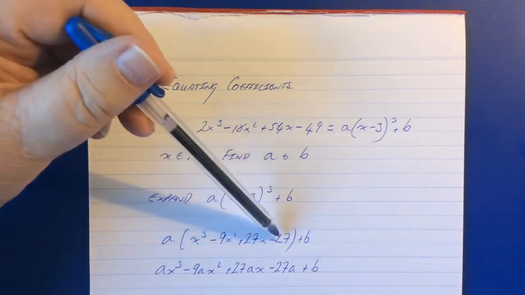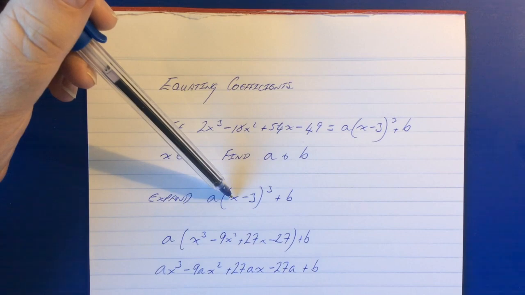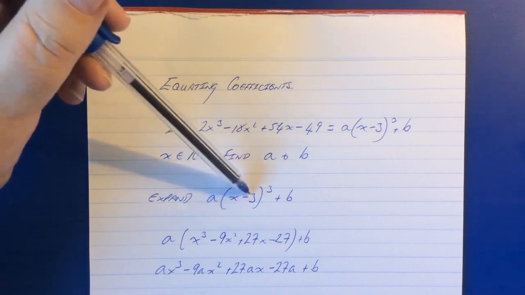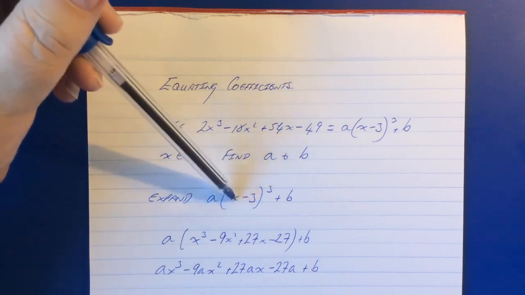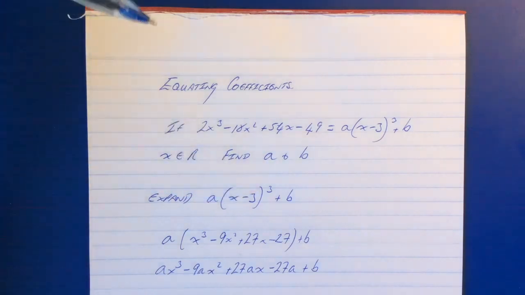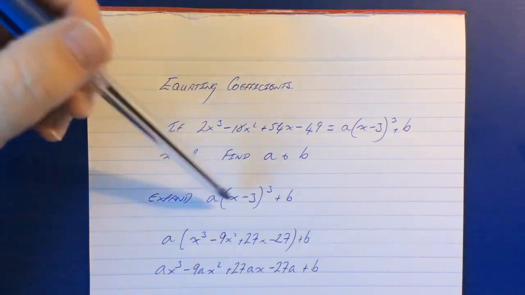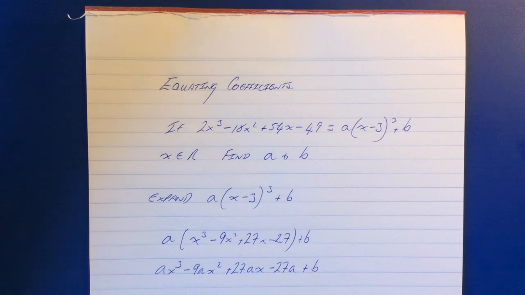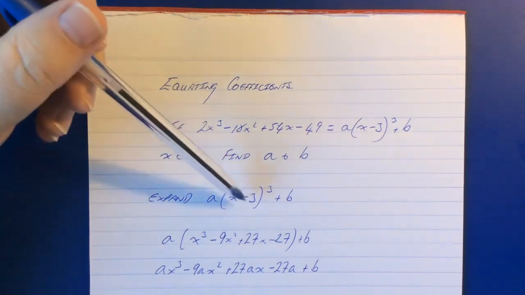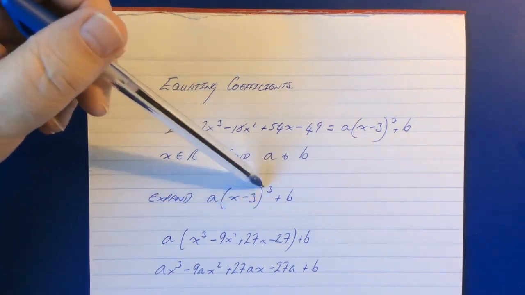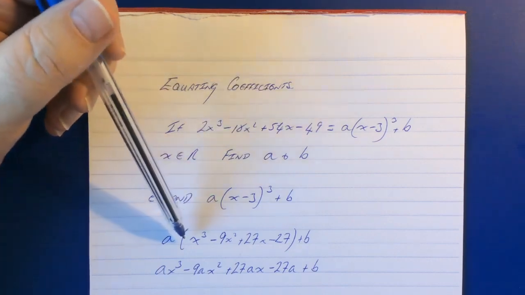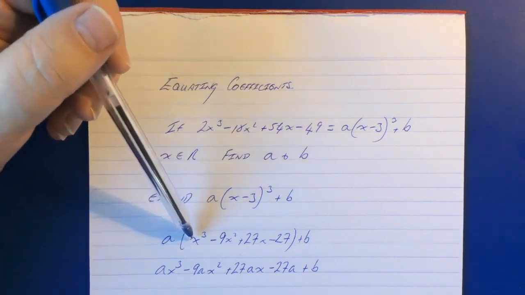There are various ways of expanding this. You can do it longhand. You can square this expression here, and then multiply it again by x minus 3. You can use binomial theorem if you want to expand it. Probably the fastest way to expand it, other than just doing it longhand, is to use Pascal's triangle. Anyway, the result of the expansion of this expression in the brackets cubed is set out below here.